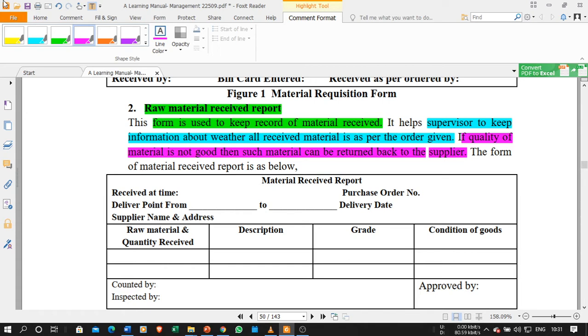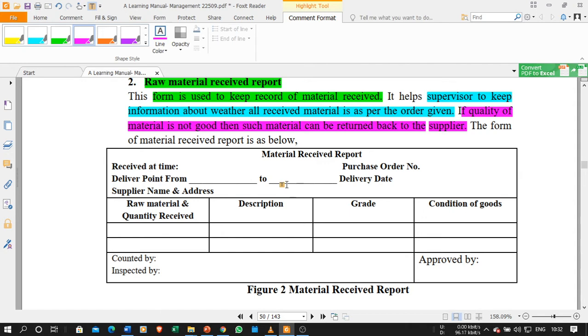So in the same manner, industry also, if the material quality is not at per the standard set by the industry, then the company will return it back to the supplier. So the form of material received report is as below.